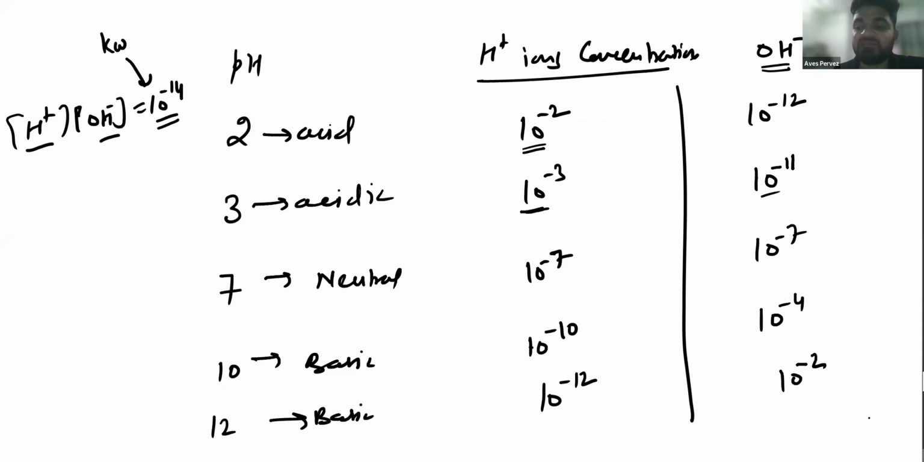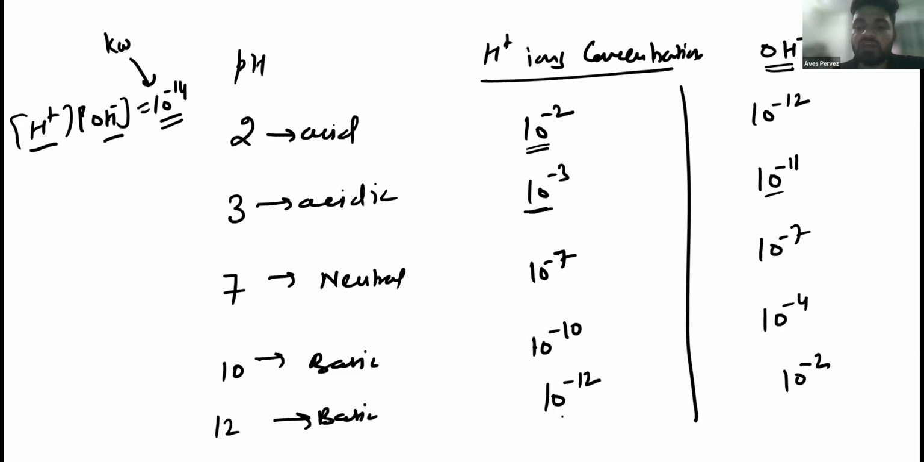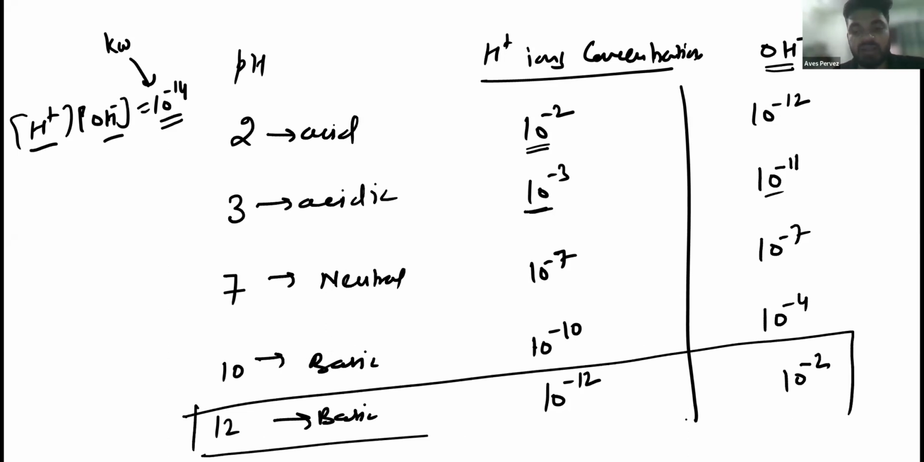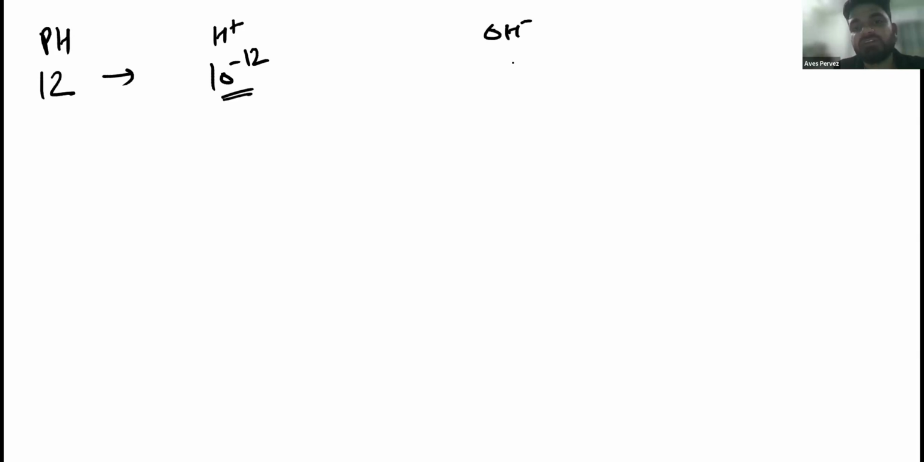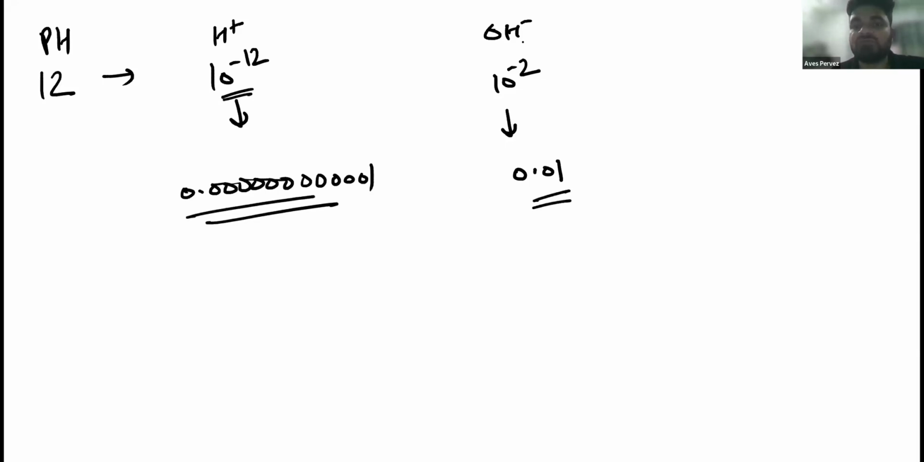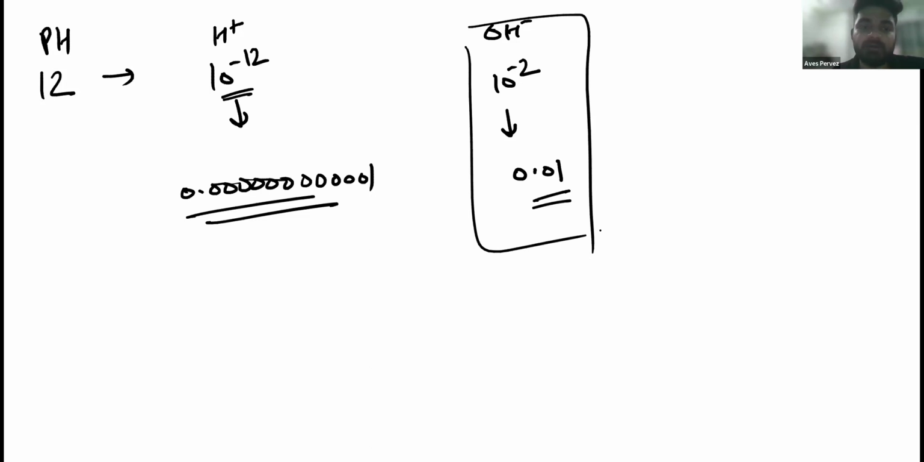Okay. So if we have a basic solution, let's take an example. If the pH is 12, then the H plus ion concentration will be 10 raised to the power minus 12, and the OH ion concentration will be 10 raised to the power minus 2. So this means the OH ion concentration is 0.01, while the H plus ion concentration is a very, very small value in comparison. So this solution has more OH ions than H plus ions. So the solution is basic.